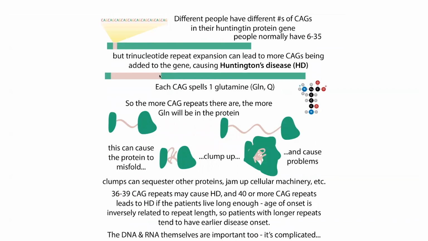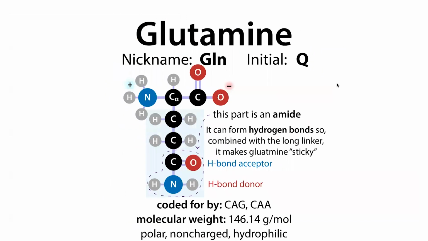And the CAG, remember, that's happening at the DNA level and the RNA level. And then this is causing the ribosome to put in this glutamine. And then this glutamine is going to be able to form a bunch of bonds. And then this is going to allow it to connect different molecules. But if you have too many of them, it's also going to cause the protein to clump up.